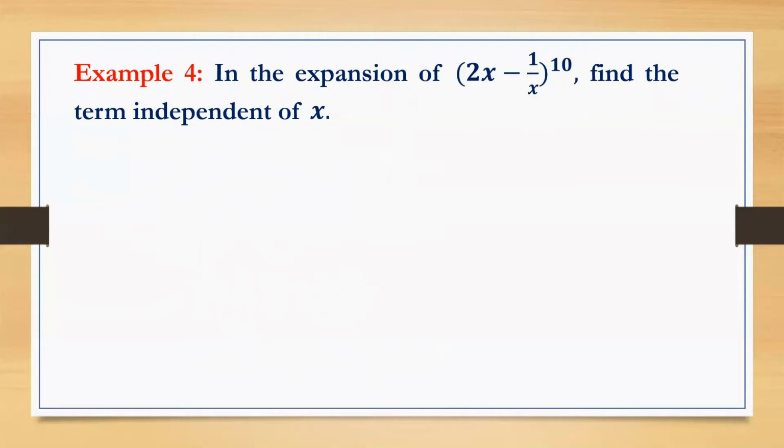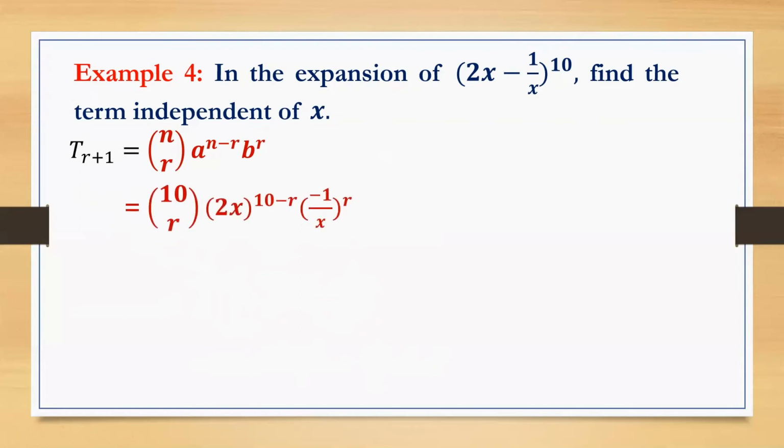We now move on to the next example. In the expansion of (2x minus 1 over x) to the power of 10, find the term independent of x. So here a is 2x, b is minus 1 over x, and n is 10. So replacing these in the formula for the general term, I will get T(r+1) equal to 10Cr, (2x) to the power of 10 minus r, into (minus 1 over x) to the power of r.